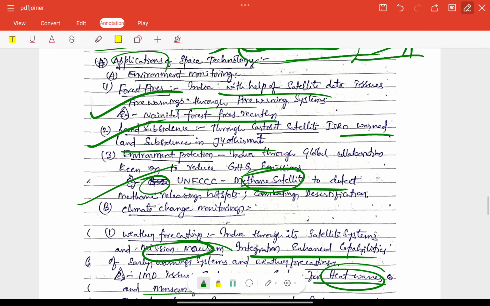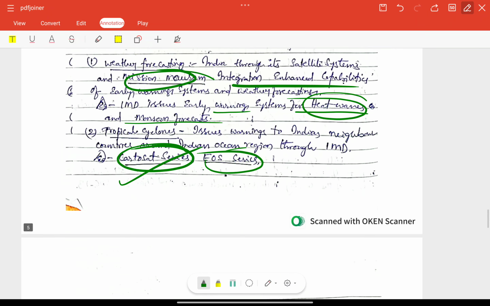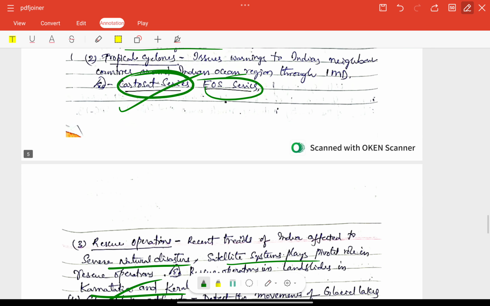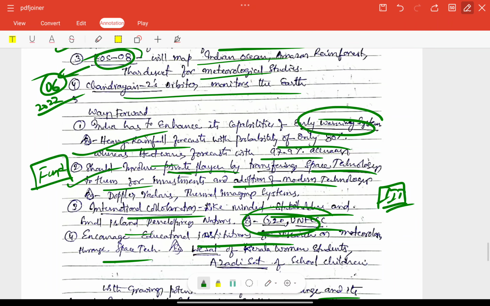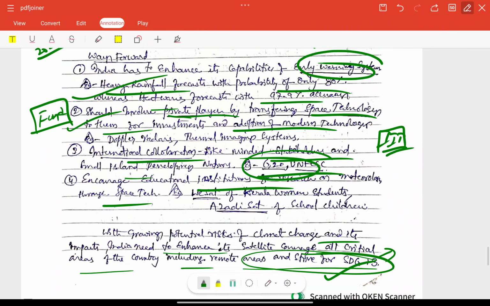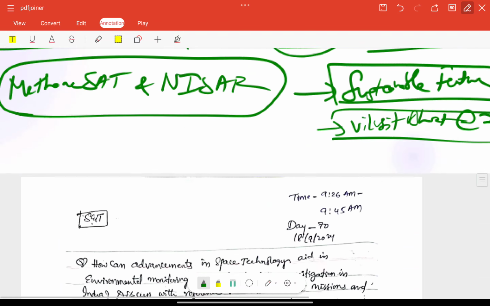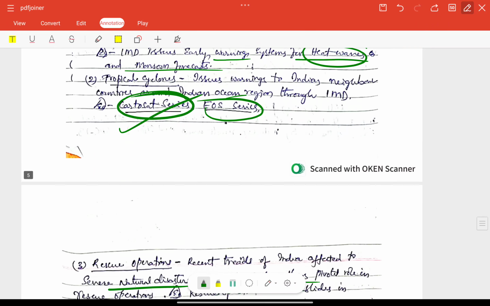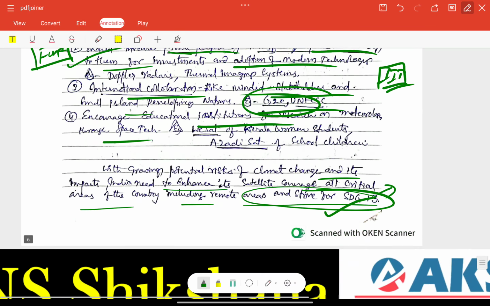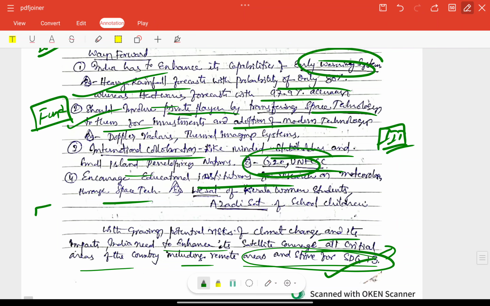Other than that, everything is okay with the examples and all. The recent MethaneSAT is also included, and NISAR is also very important. It was missed, please check it. Other than that, everything is okay. Except for the missed background part, everything is okay. For this answer we can provide 5.5 out of 10 marks.